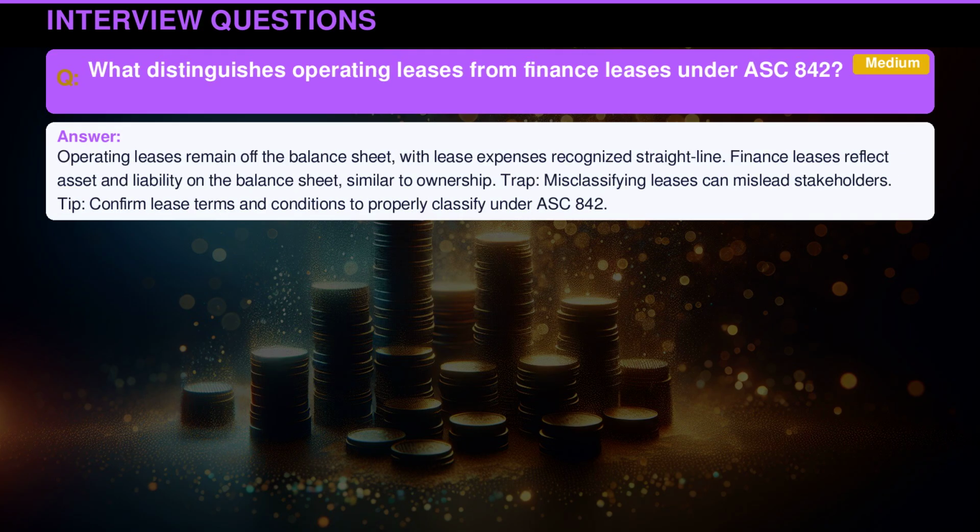Operating leases remain off the balance sheet, with lease expenses recognized straight line. Finance leases reflect asset and liability on the balance sheet, similar to ownership. Trap: misclassifying leases can mislead stakeholders. Tip: confirm lease terms and conditions to properly classify under ASC 842.